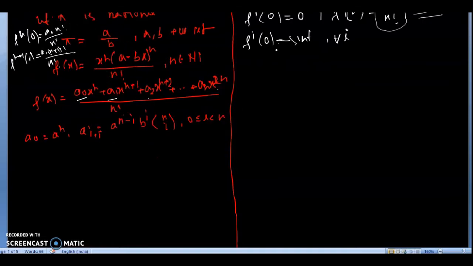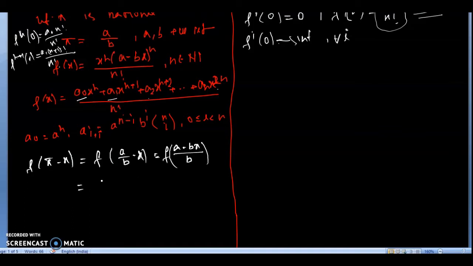Now if you think about the relation between f(π−x) and f(x), as π = a/b, therefore you can say that π − x = (a − bx)/b, as f(x) = x^n (a − bx)^n / n!. So if you put the value of this part, this part will be (a − bx)^n / b^n, and this part will be x^n and n!. The b^n cancel, and finally you will get f(x). So you can say that f(π − x) = f(x).